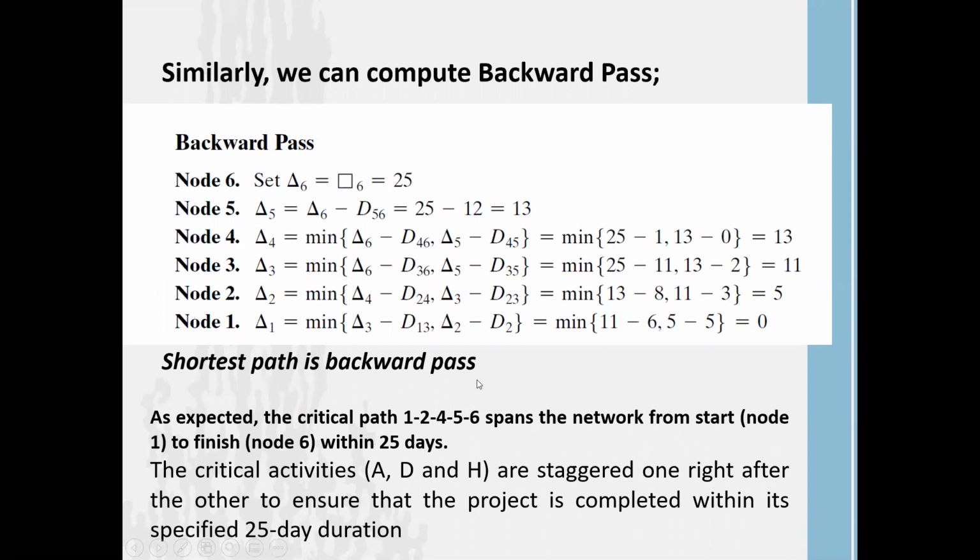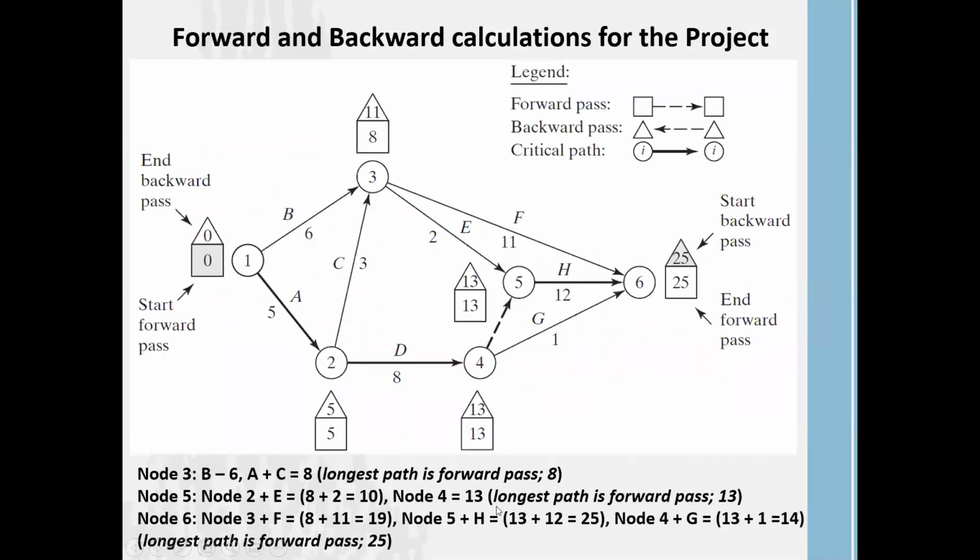Now the shortest path is a backward path. That is what we discussed already. As expected, the critical path is 1 to 2, 2 to 4, 4 to 5, 5 to 6, right? So it spans the network from start node 1 to finish node 6 within 25 days. The critical activities are A, D, and H, stacked one right after the other to ensure that the project is completed within its specified 25-day duration.